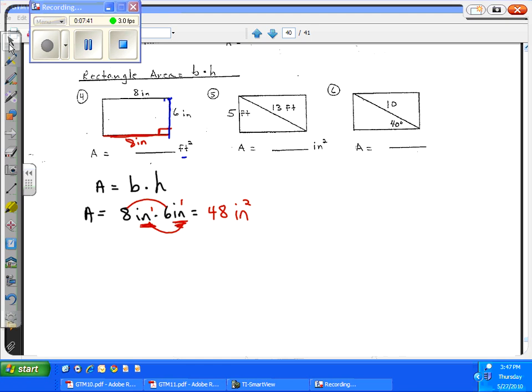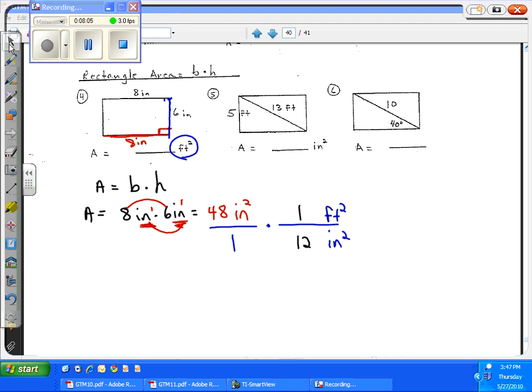But it didn't want the answer in square inches, it wanted it in square feet. So we have to lose the name square inches and gain the name square feet. So we say, which one's bigger? Well, a foot, so we want one of those. How many little ones make that big one? 12. 12 inches make a foot.